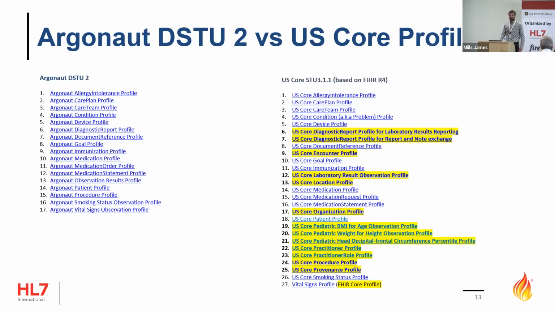Okay, so Argonaut DSTU2 versus R4. You'll see a growth of some profiles here. This is for folks who may have built on the prior one. The addition of clinical notes was in here. Provenance. Clinical notes spent almost a year developing guidance. If you look in the core FHIR spec, there's no concrete guidance on how you access clinical notes. And that was added through Argonaut and US Core. And that was the first time it was formally published. Guidance on pediatric vital signs, smoking. So this is your list, just 27 profiles, that's it.